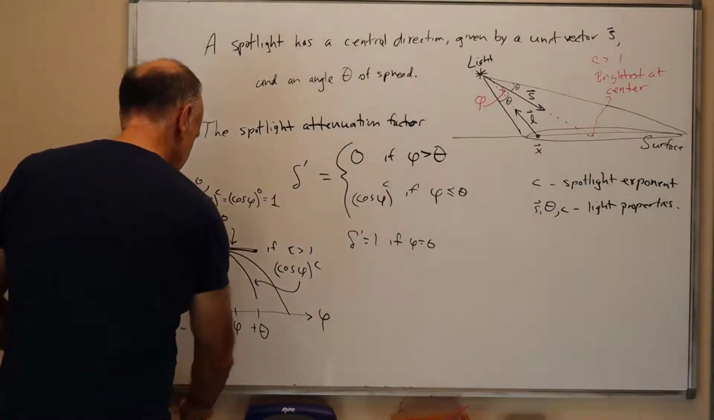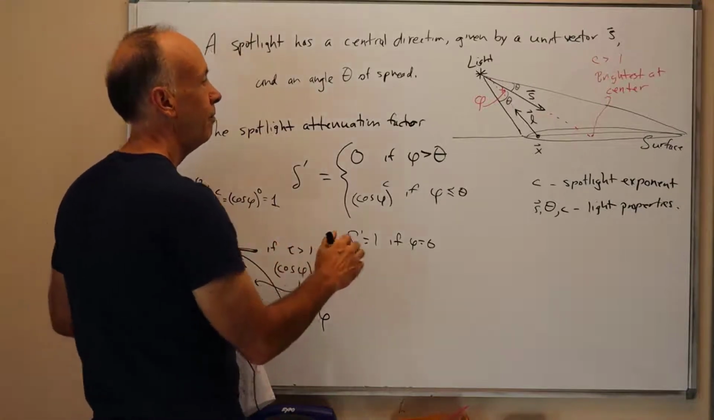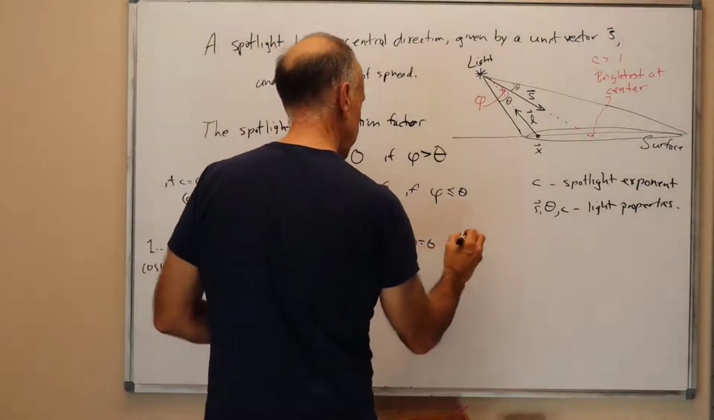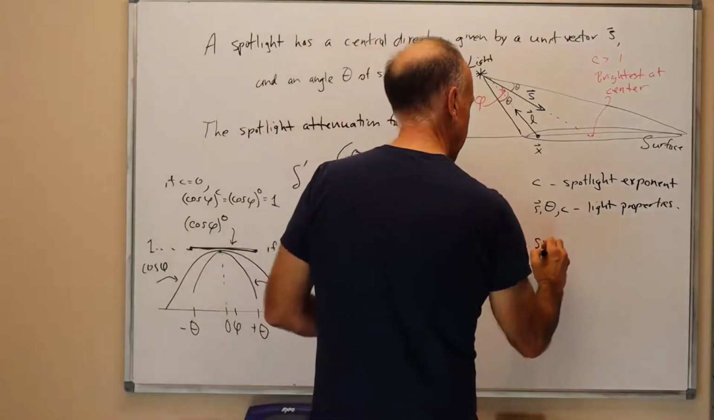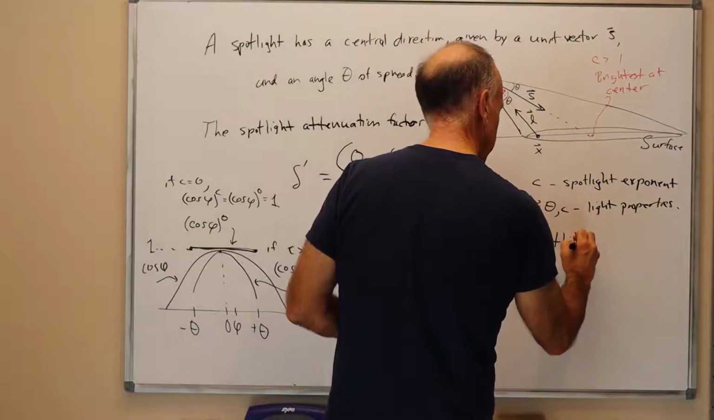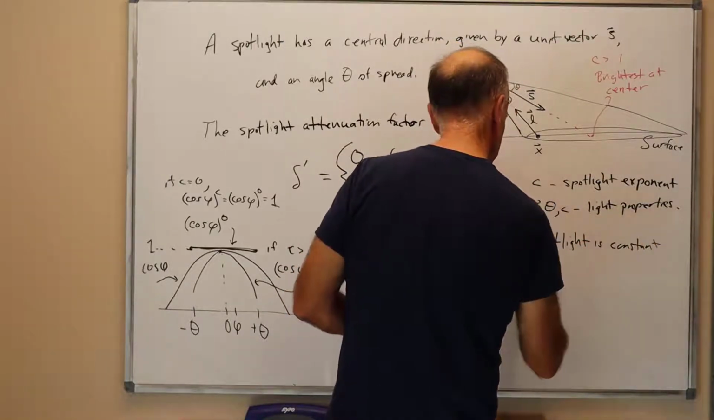On the other hand, if C equals 0, the spotlight is constant brightness throughout the cone.